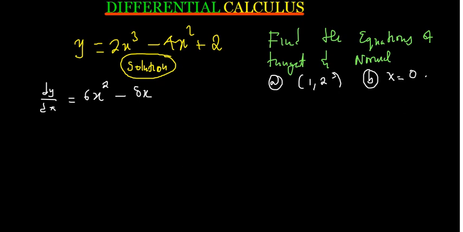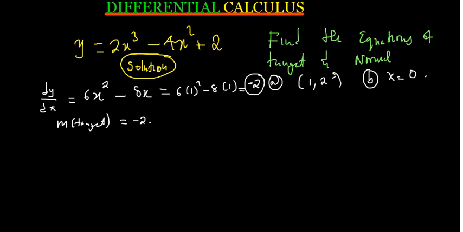Now where there is x, I'm going to get this x value and put it there. So that is going to give us, let me just write it this side, 6 multiplied by 1 squared minus 8 multiplied by 1. So 6 multiplied by 1 squared is just 6, negative 8 by 1 is just negative 8. So 6 minus 8, the answer is going to give us negative 2. So this is the gradient of the curve. Since it is the gradient of the curve, it means it is also the gradient of the what? The tangent. So the gradient of the tangent is equal to negative 2.